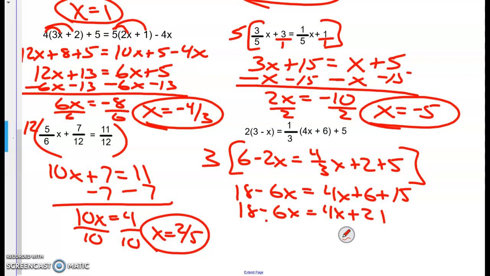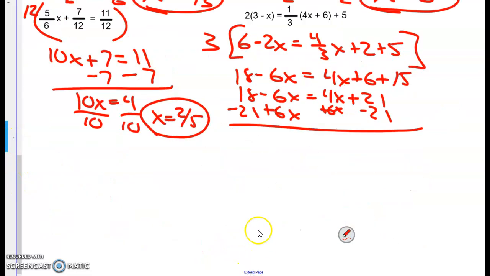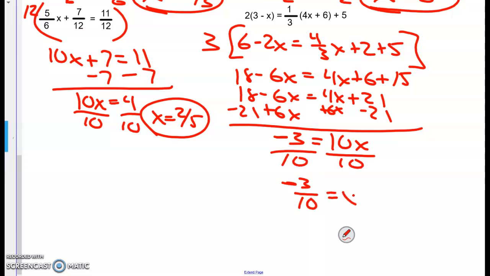I'm going to add 6x to both sides, and I'm going to subtract 21 on both sides. Once again, I'm a big fan of keeping that x positive. That's why I add x to both sides. When I do that, I have 10x over here, and I have a negative 3 on this side. We divide by 10, we divide by 10, and my answer is negative 3/10.